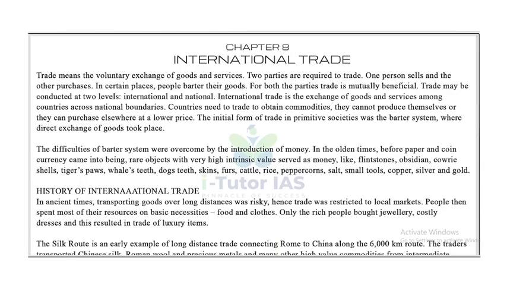Today we are going to discuss Class 12 Geography NCERT Fundamentals of Human Geography, Chapter 8: International Trade.